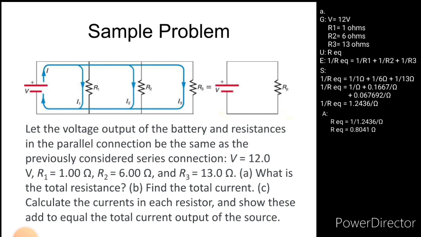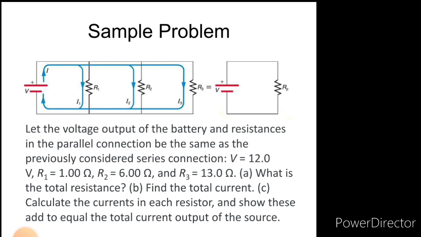So, 1 divided by 1.2436 is equal to 0.8041 ohms. Okay, so as you can see, yung ating total resistance is smaller than the smallest resistance natin dun sa ating parallel connection. Ang smallest resistance natin ay 1 ohm, at ang ating total or equivalent resistance is 0.8 ohms lamang. Okay, this is predicted na. So that is our total resistance.